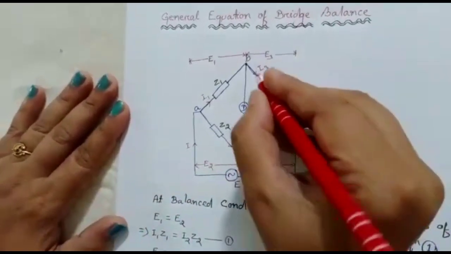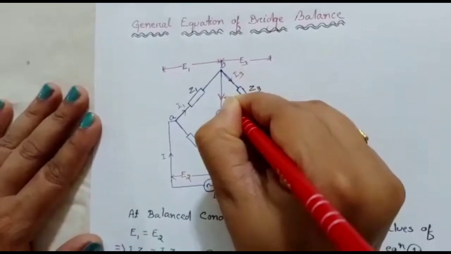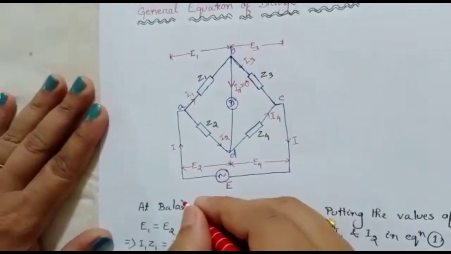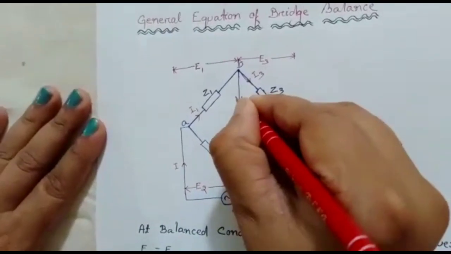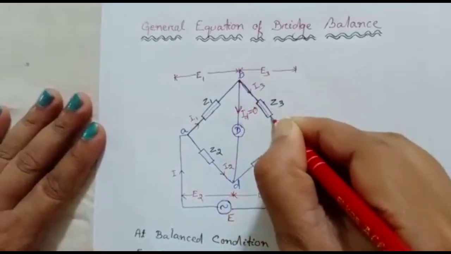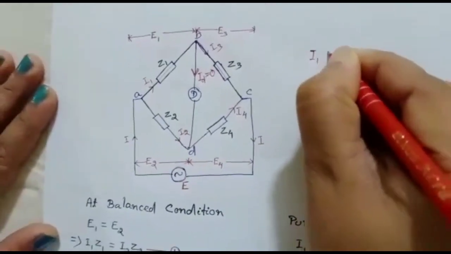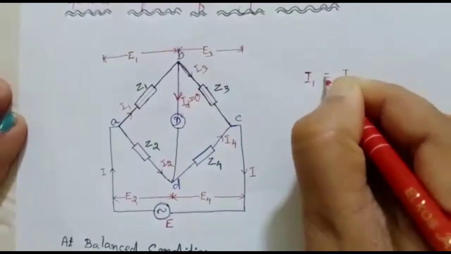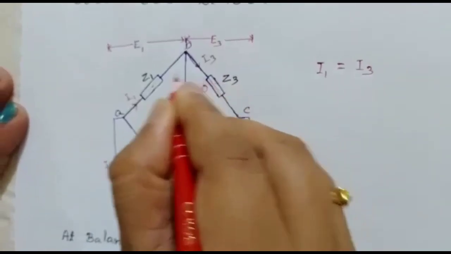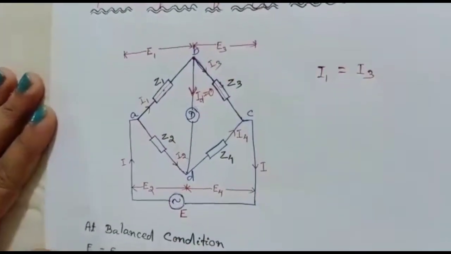And the second balance condition is that no current flows through the detector, meaning ID must be equal to 0. That means if ID is equal to 0, the current I1 flowing through this branch also flows through this branch. So I can conclude here that I1 must be equal to I3, or I can say Z1 and Z3 are connected in series at the bridge balance condition.